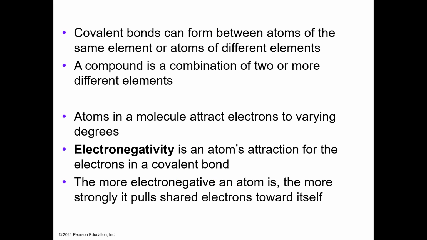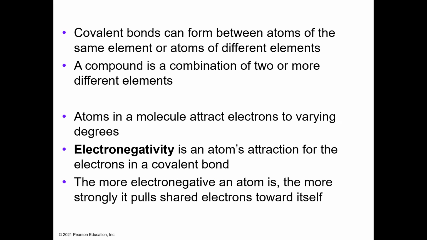So covalent bonds can form between atoms of the same element or atoms of different elements. And so a compound is a combination of two or more different elements. Atoms in a molecule will attract electrons to varying degrees. It depends on what we call electronegativity. So electronegativity is an atom's attraction for the electrons in a covalent bond.